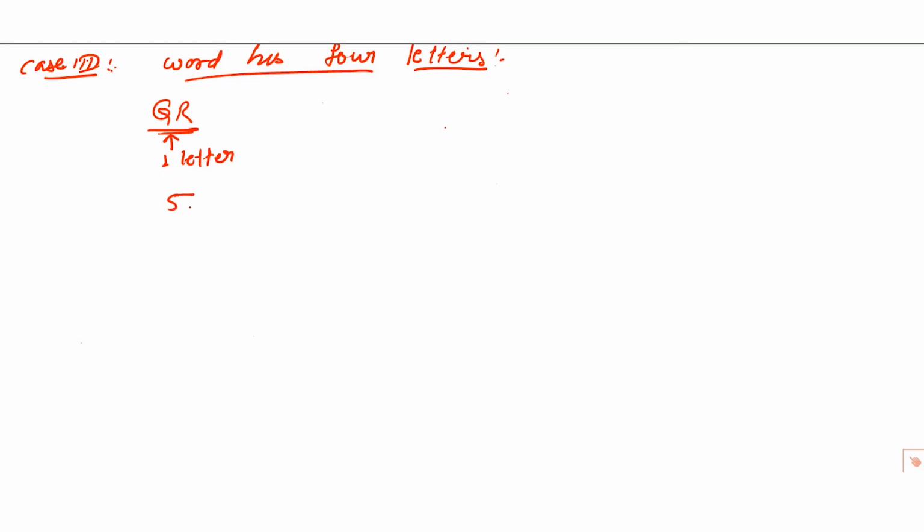Case third, when the word has 4 letters. Since the word should contain the QR string, we are considering QR as a single letter. So the remaining 2 letters can be chosen from the 5 letters. That can be done in 5C2 ways, and QR as 1, and the 2 chosen letters can be arranged in 3 factorial ways. So that will be your 10 into 6. It is 60 ways, 60 words.